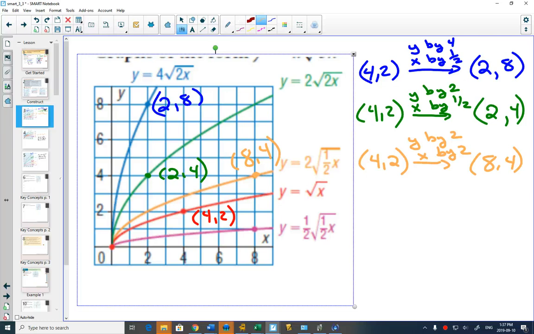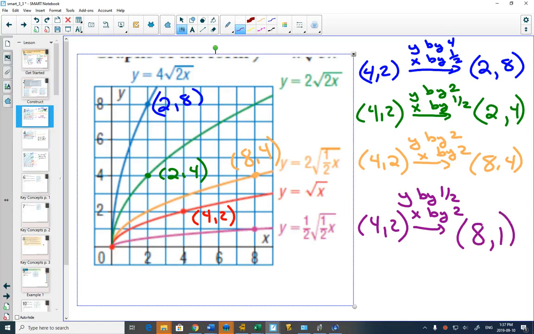May as well do the last one. In purple, we had 4 comma 2. The half out in front would multiply our y value by a half. And the half inside would multiply our x value by 2. So now I can do that. I'm going to get 8 comma 1. Sure enough, that matches up with that point there.